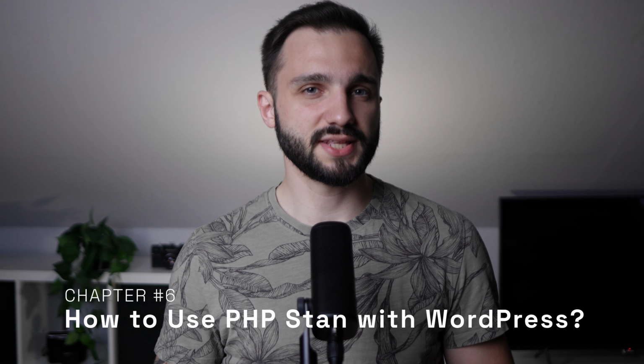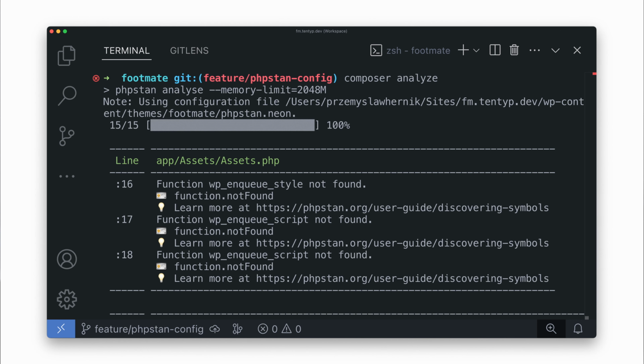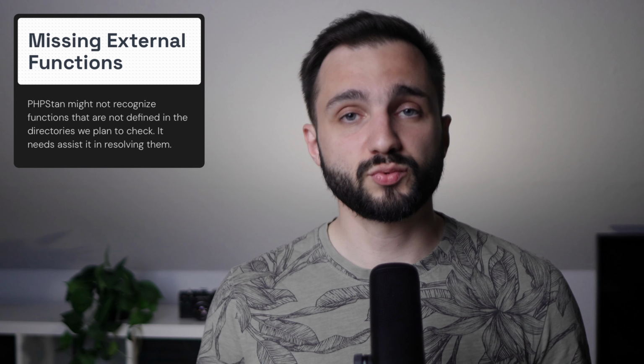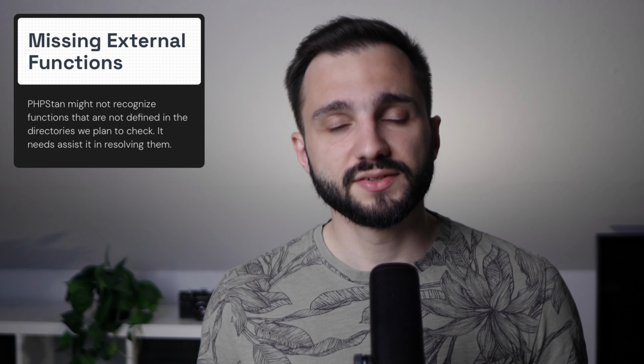How to install PHPStan with WordPress. Running the Composer analyze command in our WordPress theme in the current state causes many errors, mostly related to undefined WordPress functions. That's because a few more steps are needed to ensure PHPStan works in WordPress. The current configuration tells PHPStan to check only the app and inc directories, but WordPress functions are not defined there. They are defined in other layers higher in the hierarchy, so PHPStan doesn't recognize them.